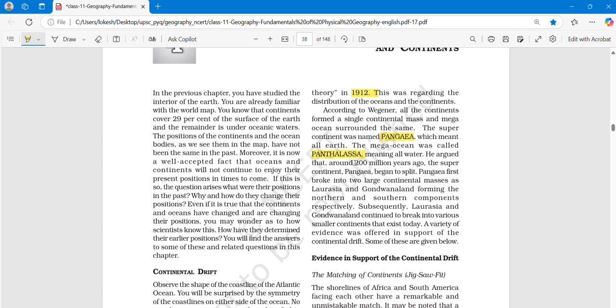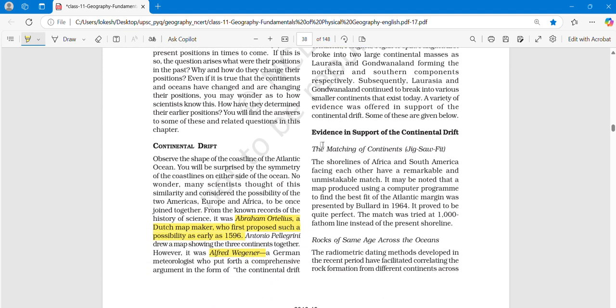He argued that around 200 million years ago, the supercontinent Pangaea began to split. Pangaea first broke into two large continental masses, Laurasia forming the northern part and Gondwanaland the southern part. Subsequently, Laurasia and Gondwanaland continued to break into a variety of smaller continents. A variety of evidence was offered in support of continental drift. Okay, now we are going to see the evidences.